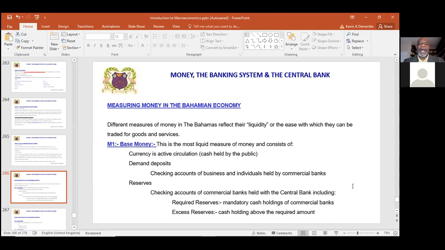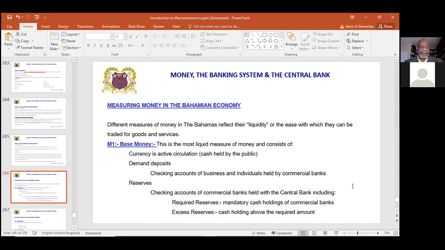The way we measure money in the Bahamas is how quickly whatever this is that we're calling money can be converted to goods and services. Right? So different measures of money in the Bahamas reflect their liquidity, or the ease with which they can be traded for goods and services.